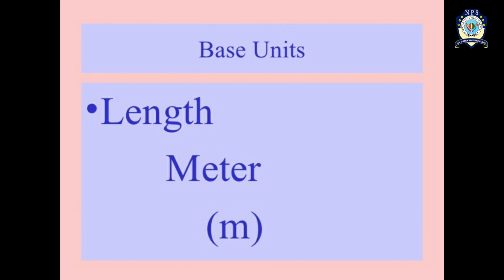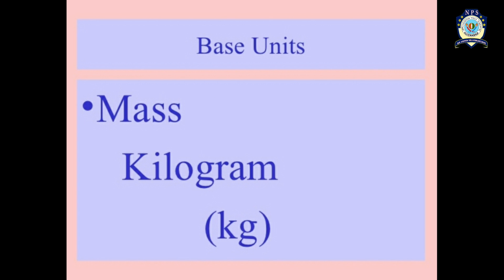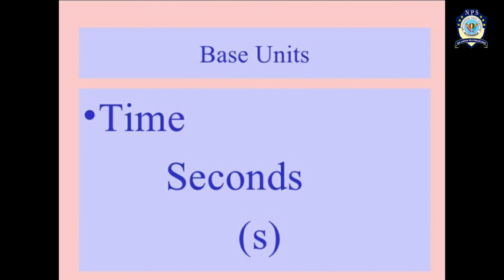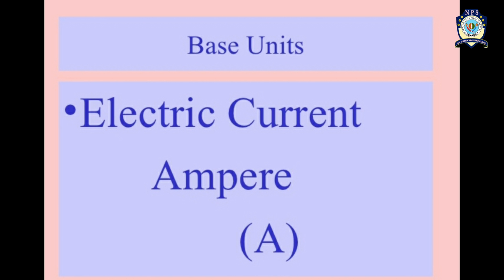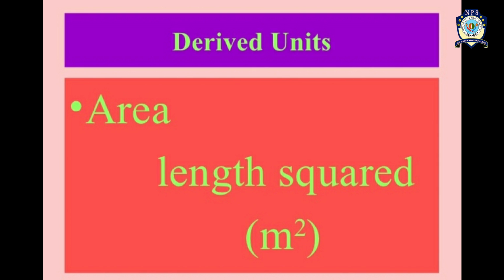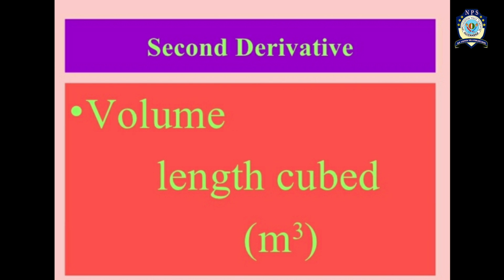Length is measured in meters, given by m. Mass is measured in kilograms, given by kg. Time is measured in seconds, represented by the symbol s. Temperature is measured in Kelvin, represented by K. Electric current is measured in amperes, given by A. Area is length squared, meter square, you can say. And volume is length cubed, which is meter cube.